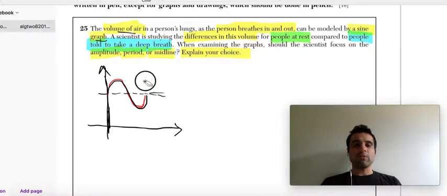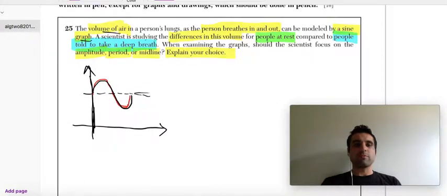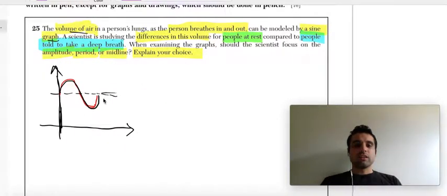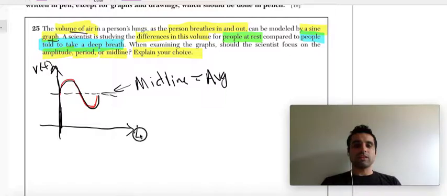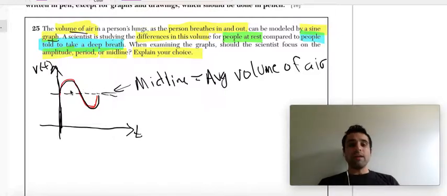So let's talk about what each part of a graph represents and then what it represents in this context. First, the midline is the average value of the sine curve, AVG for average. On the y-axis, we're going to have volume with respect to time in seconds. So the midline is the average height of the curve, which is the average volume of air in a person's lungs. Then the amplitude tells me how much the volume increases from the midline to the maximum, and that's the same distance it decreases. So I'll put that one in red.